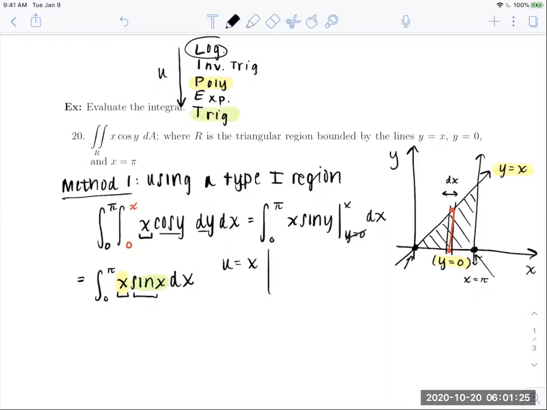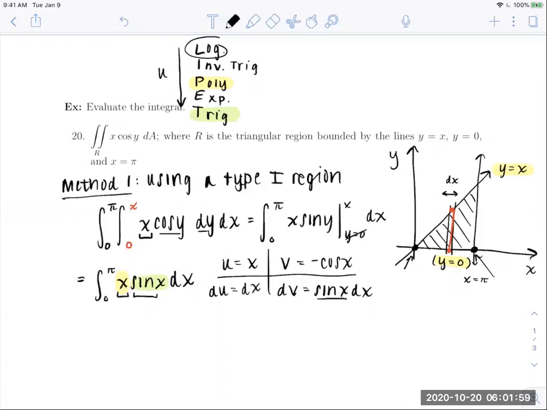And then I'd like to set up my dv, which is going to be everything that's left over after I've chosen x. So that's going to be sine x dx. And then we'll fill in our grid. I need du, which is going to be dx, and v, which is just going to be the integral of sine x, which is going to be a negative cosine x. Now, if you'll recall, we're not going to worry about the plus c here. We worry about that once we've carried out the integration by parts.